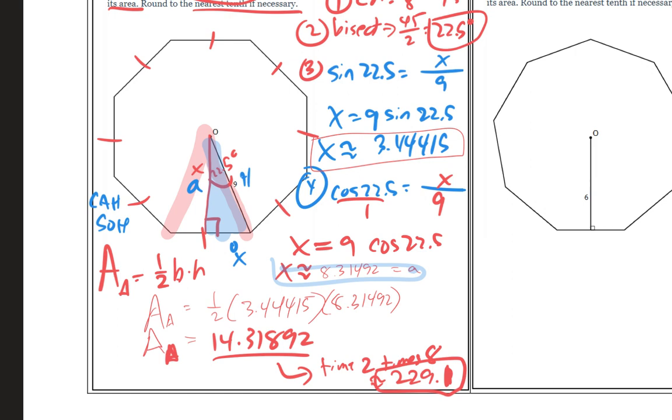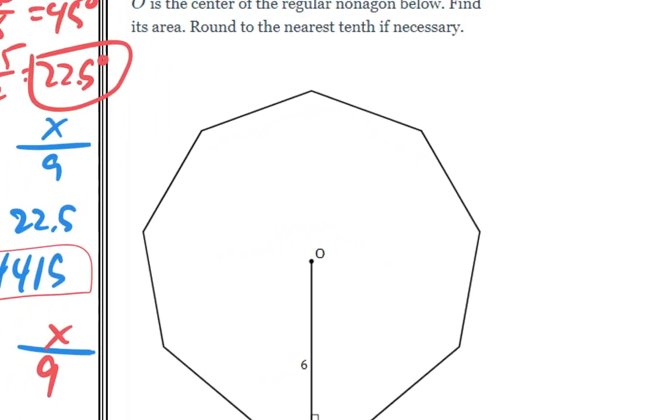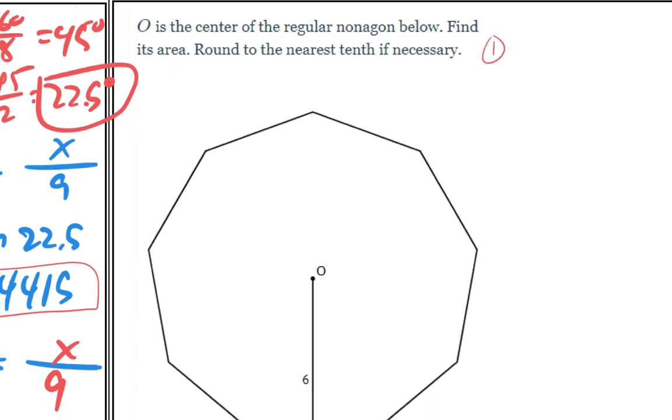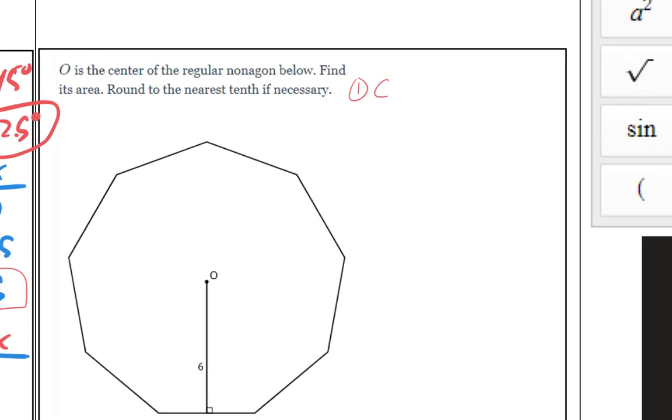All right, so let's do our last problem right over here. It says O is the center of the regular nonagon. Find the area. So we said the first step is to find our central angle. So the central angle is equal to 360 divided by how many sides? 1, 2, 3, 4, 5, 6, 7, 8, 9, because nonagon means 9 sides.